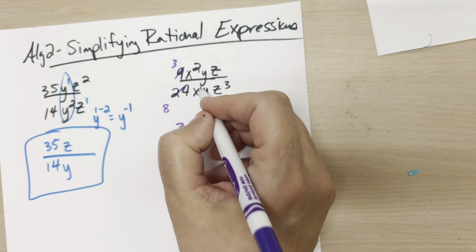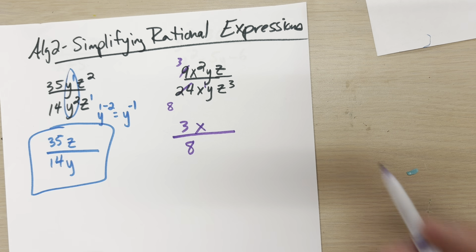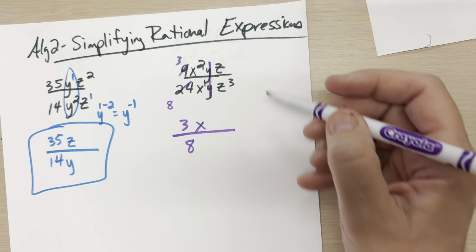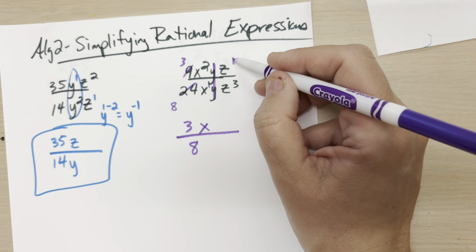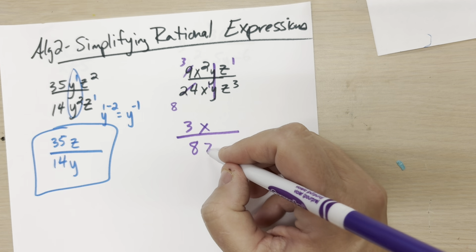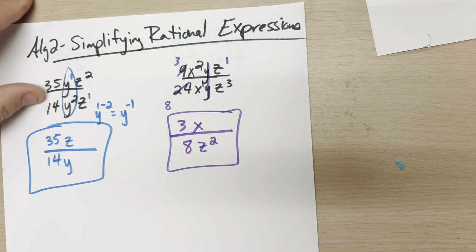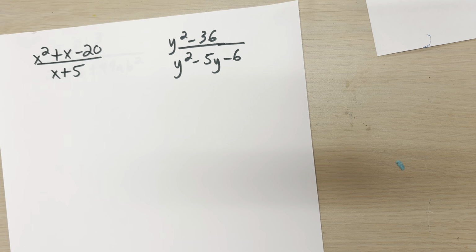Here we have x squared over x. 2 minus 1 is 1. It's on top, so we have x up there. Y over y cancels. I'm left over here with z to the first over z to the third. 3 minus 1 is 2. This is bigger. It's downstairs. All right. Not too bad. Let's see what else there is.